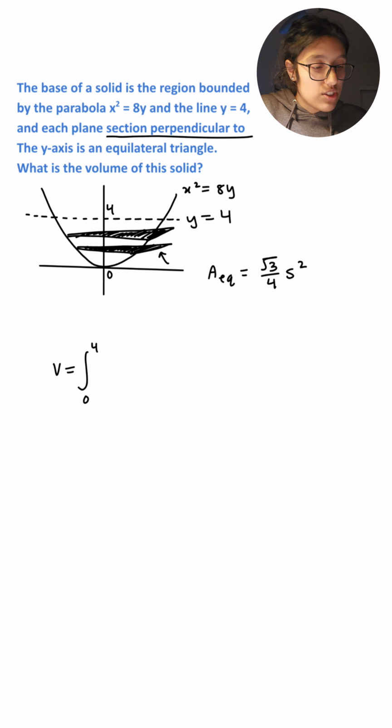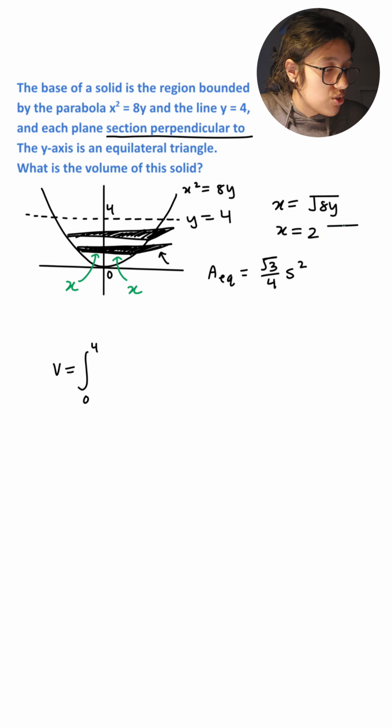But how do we know the side? So the side is going to be what's on the parabola, right? Because all the sides are the same, so we're just going to consider the side on the parabola. Now this side on the parabola, this part right over here is x, and this part right over here is x. Now we're going to use the equation of the parabola to find this x. We know that the equation of the parabola is x squared equals 8y, and from there we know that x is equal to square root of 8y. And we can simplify that further, which is 2 root 2y. So that is the value of x right over here.